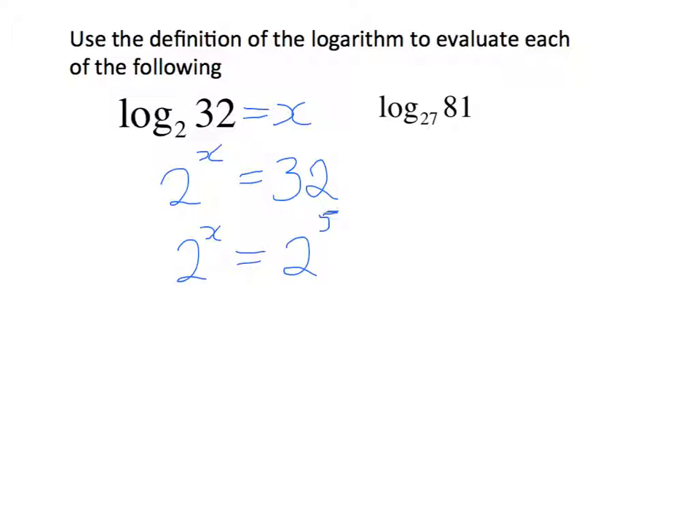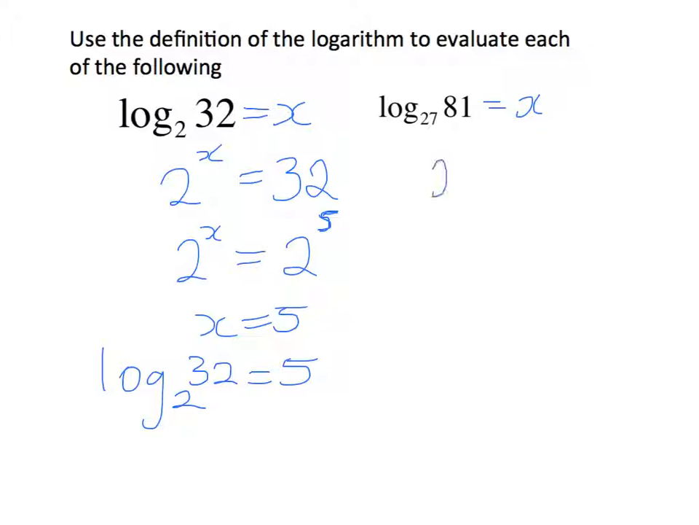So now we have an equation with the same base on both sides, which means the exponents must be equal, so x must equal 5. And remember, x was log of 32 base 2, so log of 32 base 2 equals 5. And you can see that in index form, 2 to the power of 5 equals 32. In this next example here, let log of 81 base 27 equal x. So in index form, that's 27 to the power of x equals 81.